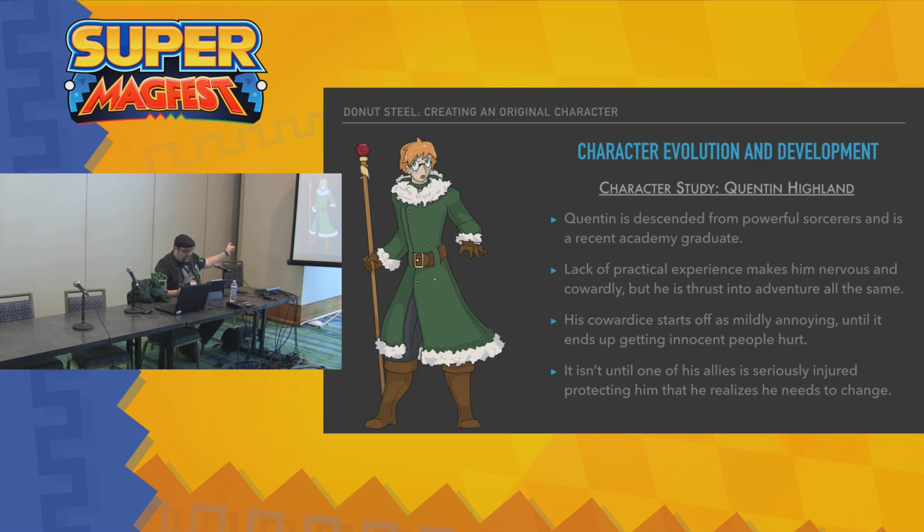So this guy here is Quentin Highland. He's descended from powerful sorcerers and is a recent Academy graduate. So, kind of like a golden child, sort of very kind of bookish character, as again shown by his glasses and his kind of willowy, wispy figure. He has a lack of practical experience and makes him nervous and cowardly, but he's thrust into adventure all the same. Again, being descended from powerful sorcerers will put high expectations on you.